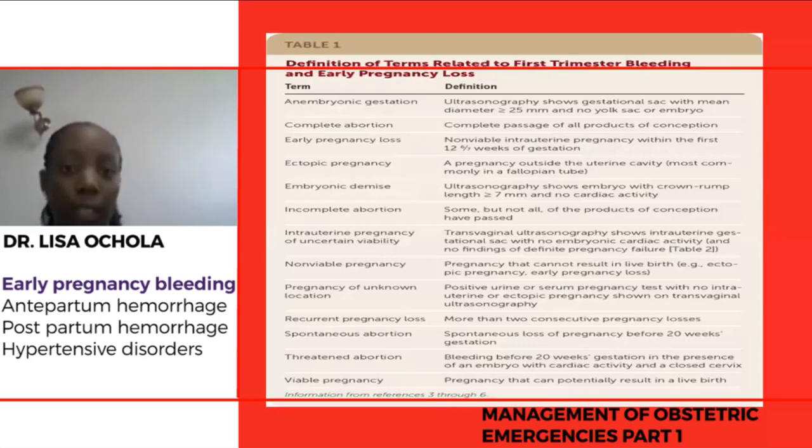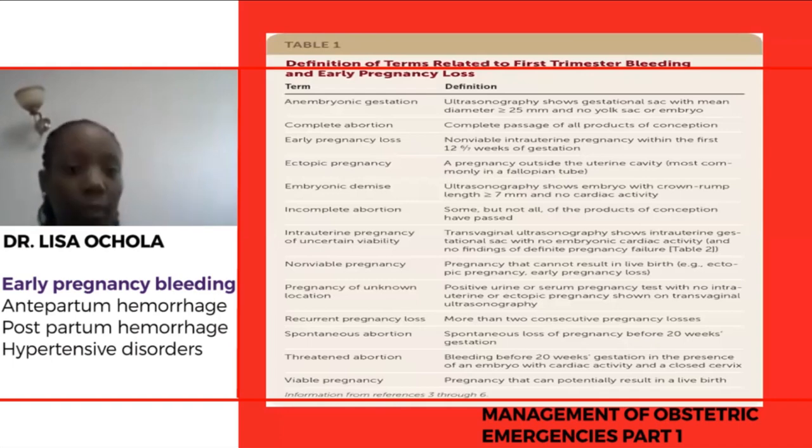And then there's early pregnancy loss, where it's not a viable intrauterine pregnancy within the first 12 weeks of gestation. We have an ectopic pregnancy, which is a pregnancy outside the uterine cavity, most commonly in the fallopian tube. Embryonic demise is what we also call a missed miscarriage, in which you see that there's an embryo and the crown rump length is more than 7 millimeters, but there's no cardiac activity. So this is very important during ultrasounds, just to be able to define these things. Incomplete miscarriage is when there are still products of conception when you examine the patient.